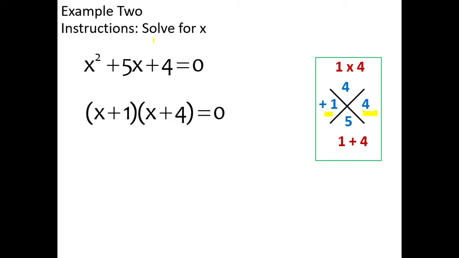Okay, we're trying to solve for x. We need to know what makes this factor 0. Well, something plus 1 is 0. What would the something have to be? -1. -1 plus 1 would make this 0. So that's one of our solutions to this quadratic equation. Okay, now how about the other factor? What would make this factor 0? Well, -4 plus 4 will be 0. So the other solution is -4. So x is -1 and x is -4. Those are our two solutions to this quadratic equation.